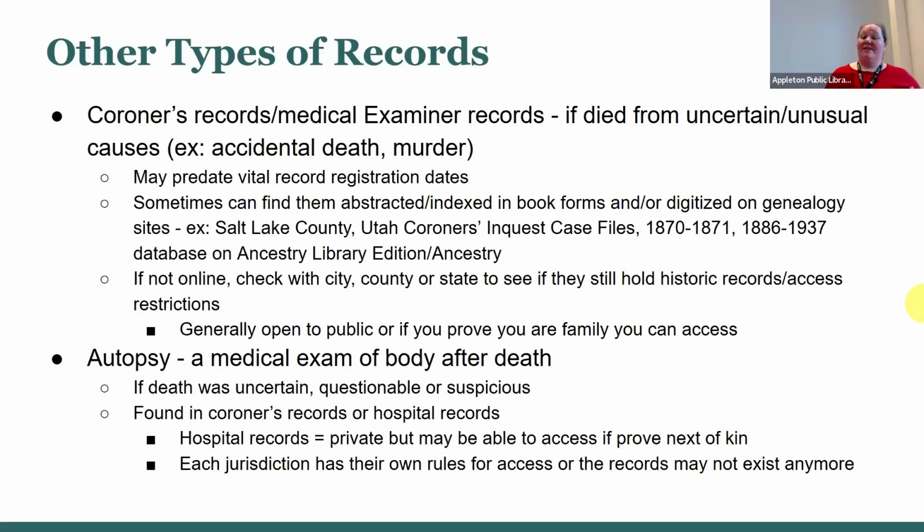If there was an autopsy, which is that medical exam of a body after death, there might be autopsy records. Again, if that death was uncertain or questionable or suspicious in some way. So these sometimes are found in coroner's records or hospital records. The hospital records are going to be private, but you might be able to access them, again, if you can prove that you're next of kin or if they still exist and haven't been destroyed. It's, again, going to vary depending on the different hospitals and what their rules are.